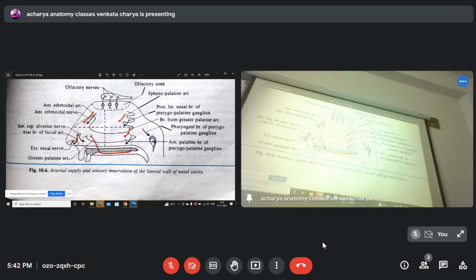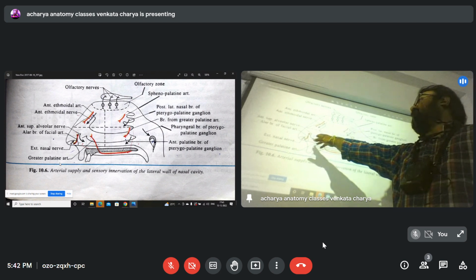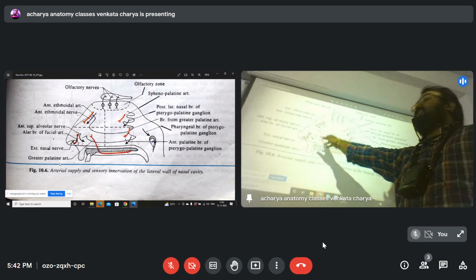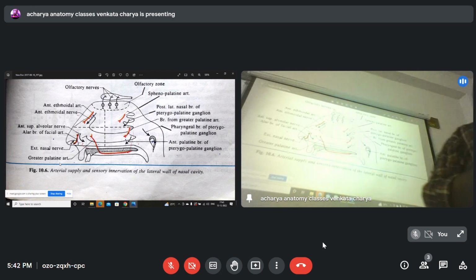Supplied by the alar branch of the facial artery. Next, greater palatine artery. Anterior superior alveolar nerve. Next, posterior superior quadrant.